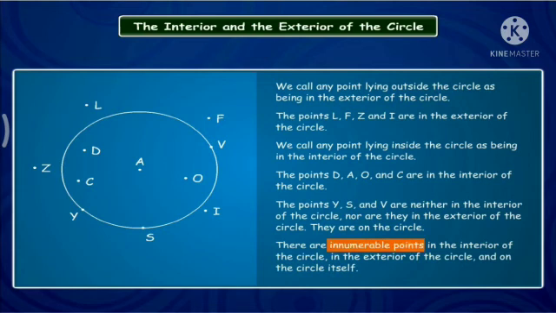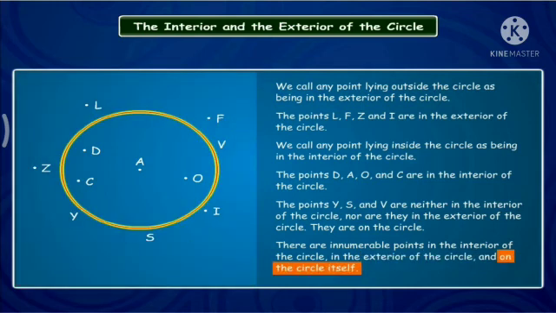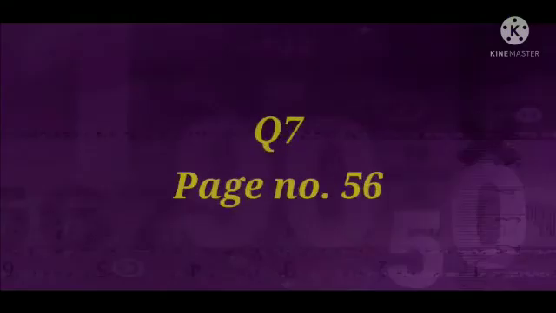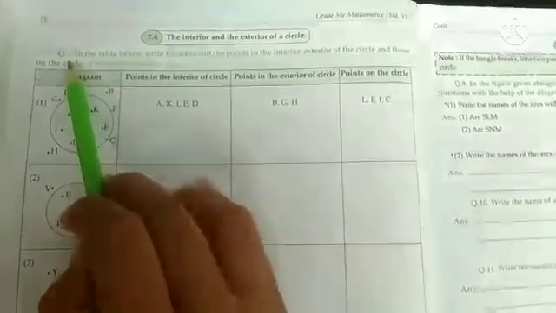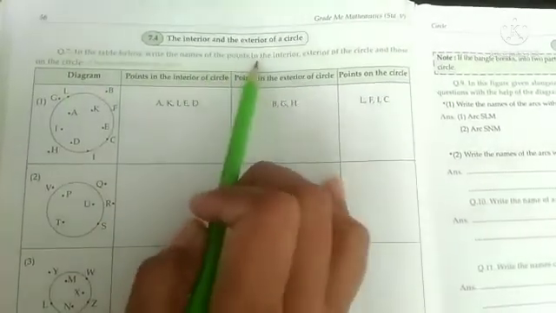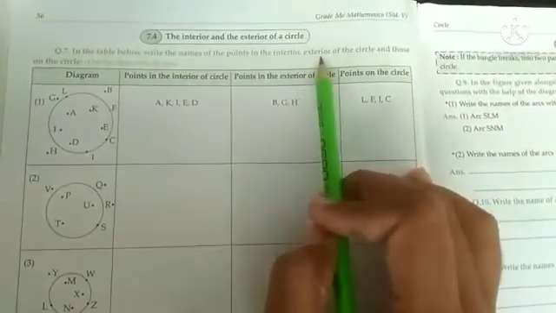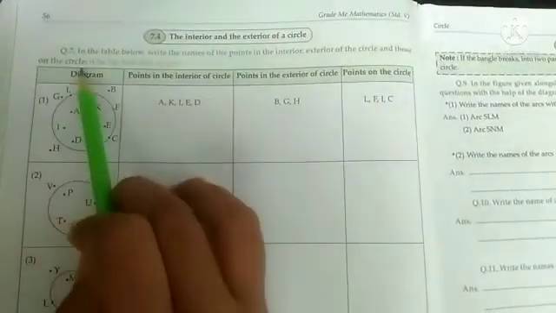Clear students? So there are innumerable points in the interior of the circle and in the exterior of the circle. And also there are innumerable points on the circle itself. Clear students? Now let's see question number 7 of page number 56. Question number 7. In the table below, write the names of the points in the interior, exterior of the circle and those on the circle.